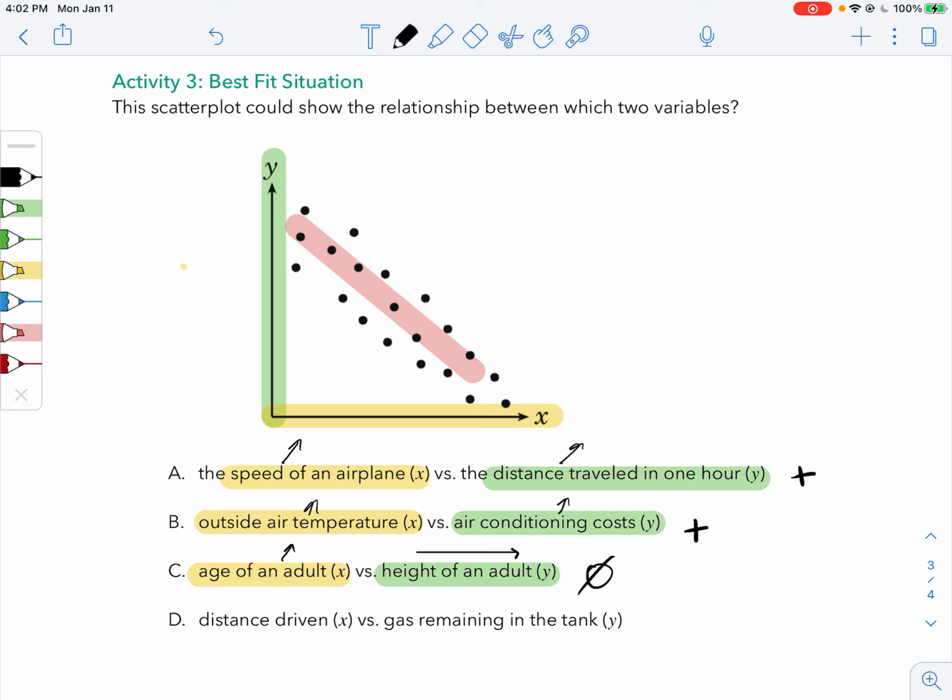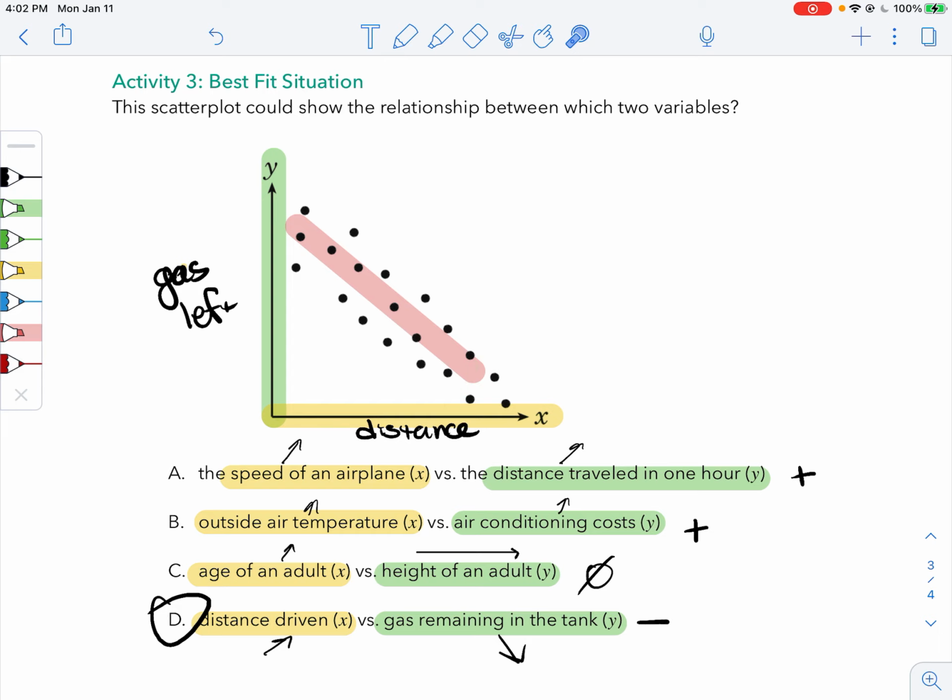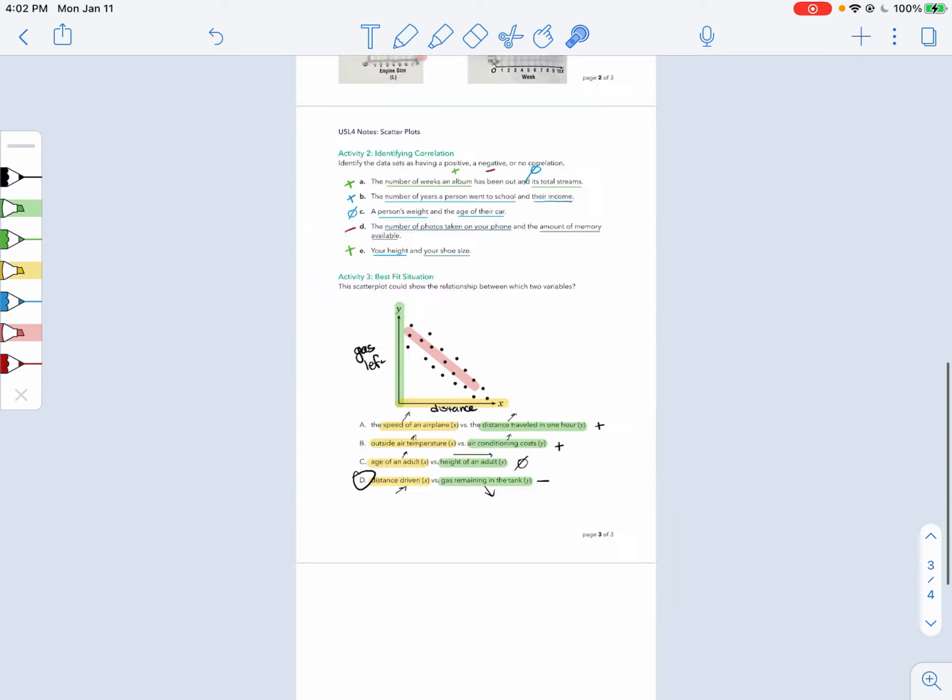Okay, well, what about your distance driven? As your distance increases, the gas remaining in the tank goes down. So that is the one we want. That has a negative correlation. So we can label this here. This would make sense if we said distance driven and gas remaining. The farther we drive, the less gas we have available to us. There you go. Cool.